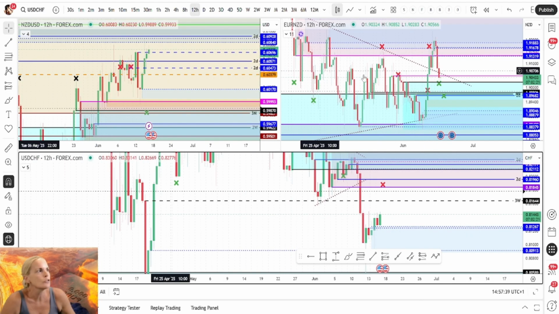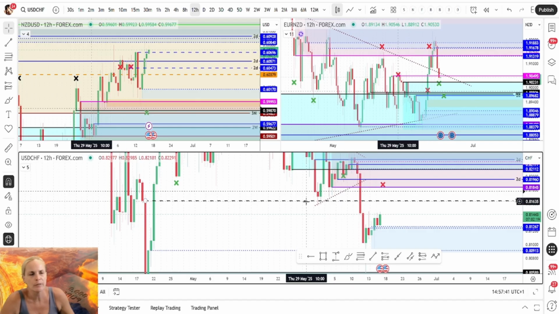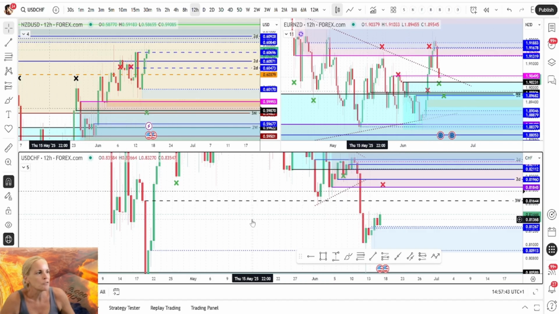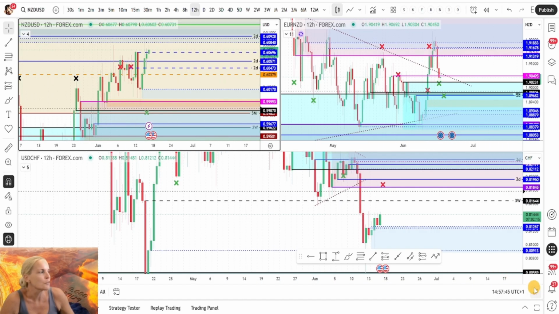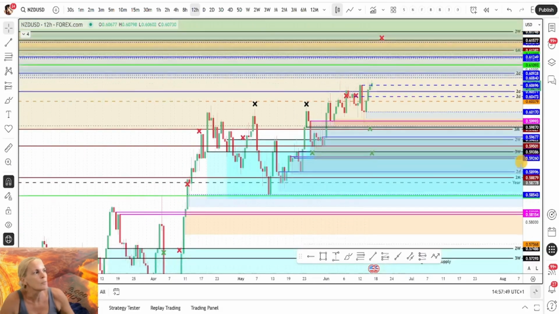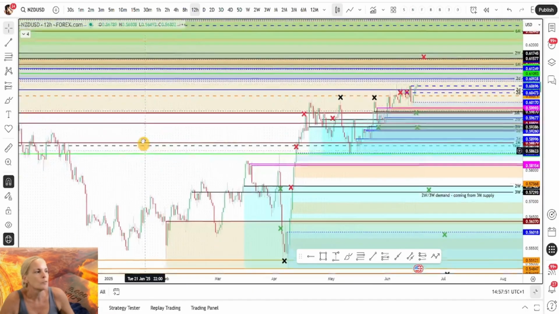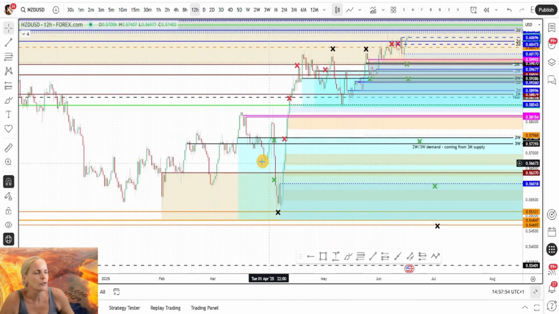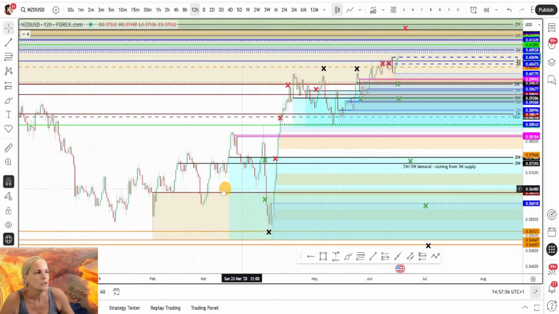I'll do New Zealand US dollar, Euro New Zealand, and then dollar Swiss franc. I don't chart any of the other Swiss franc pairs, so I'll do the New Zealand pairs first. It's going to be not dissimilar to Aussie. So again, back at the start of April, it made a monthly demand, which I had alerted. I think I had an aggressive alert for probably a weekly or a daily up there.